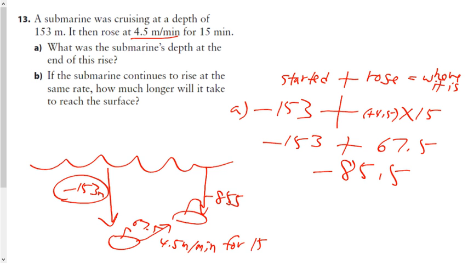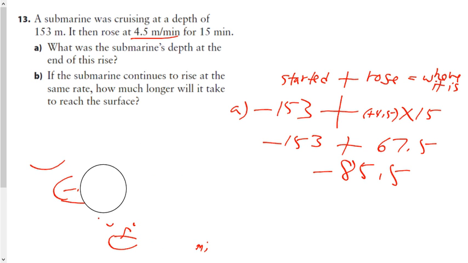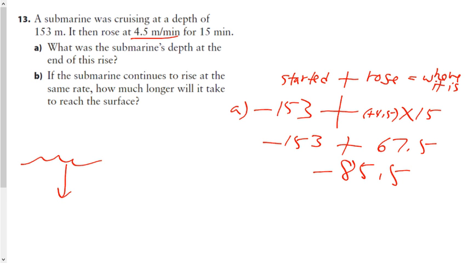Now B is kind of complex. If it continues to rise at the same amount of 4.5 meters per minute, how long will it take to rise the entire remainder of the depth? So if we think about that, let's make a simpler question. If it is 10 meters underwater and it rises at 2 meters per minute, how many minutes will it take to get to the surface? It's a simpler question. Hankinson, how long?